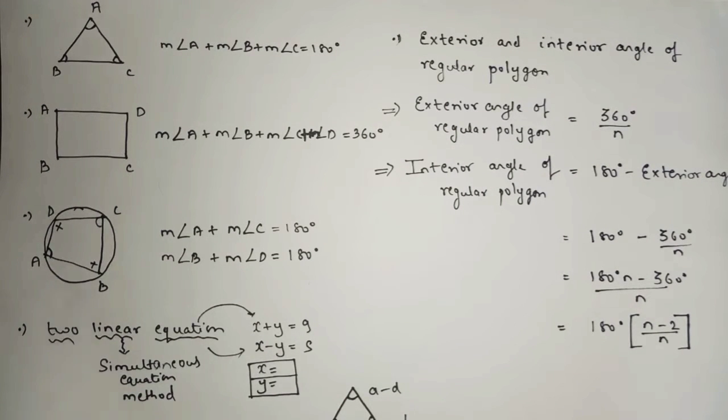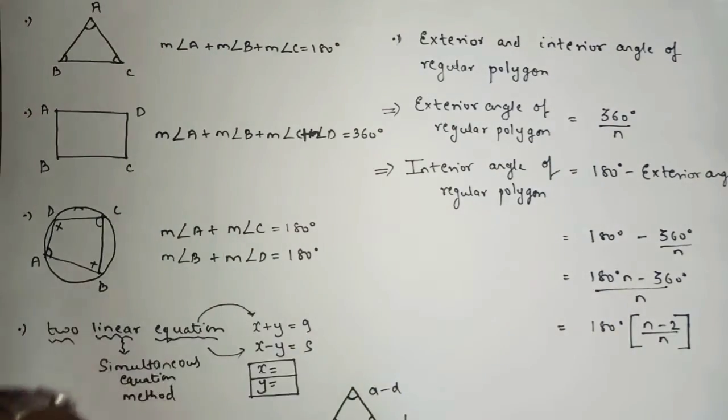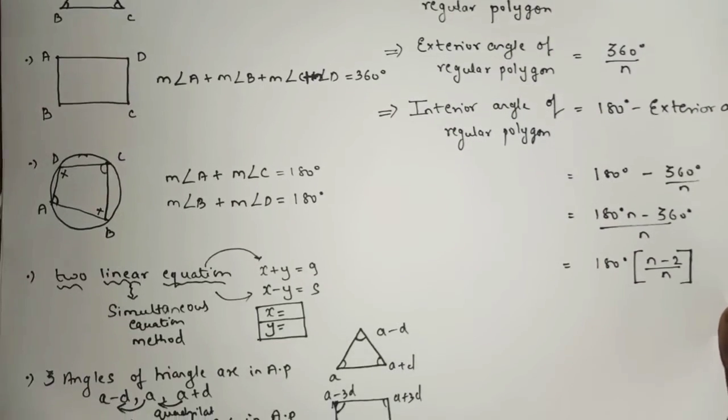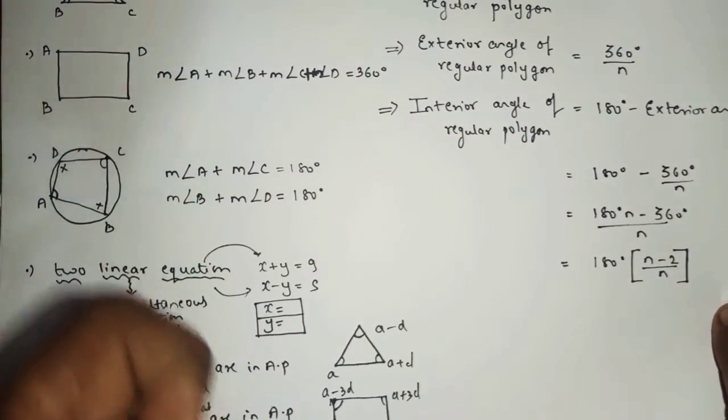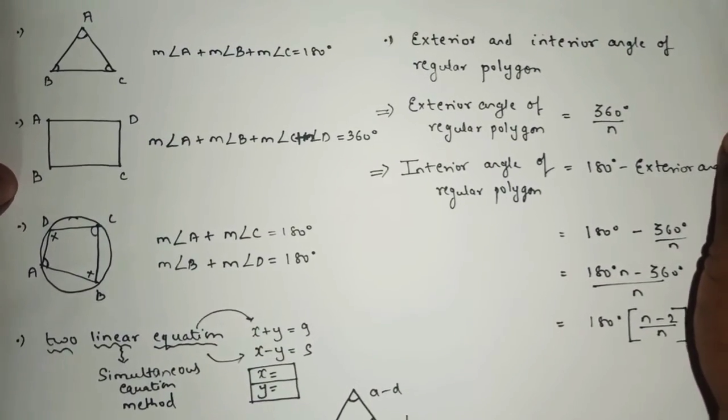To apply the suitable property, you must have basic knowledge about triangles, quadrilaterals, what a cyclic quadrilateral is, how to solve two linear equations simultaneously, and what arithmetical progression means. These basic things are there in your first exercise. Now we'll move on to the next one.